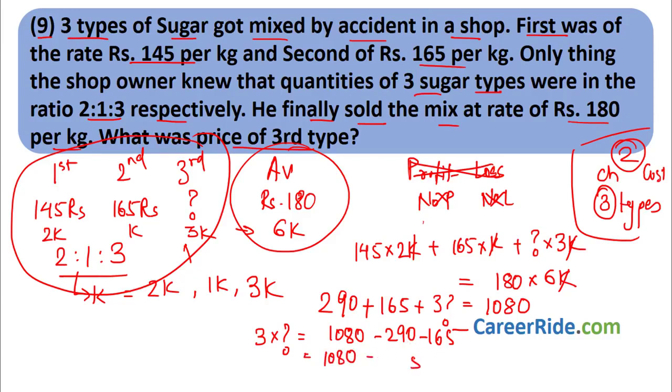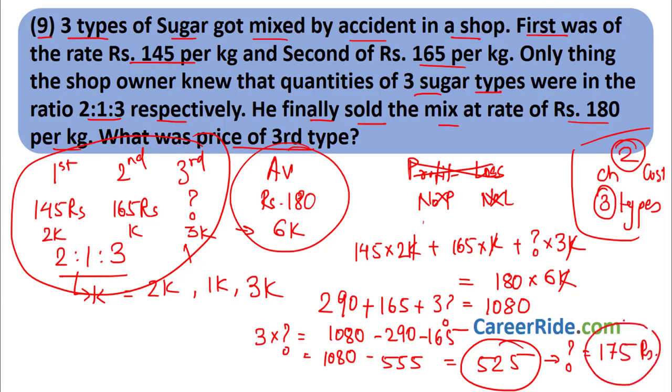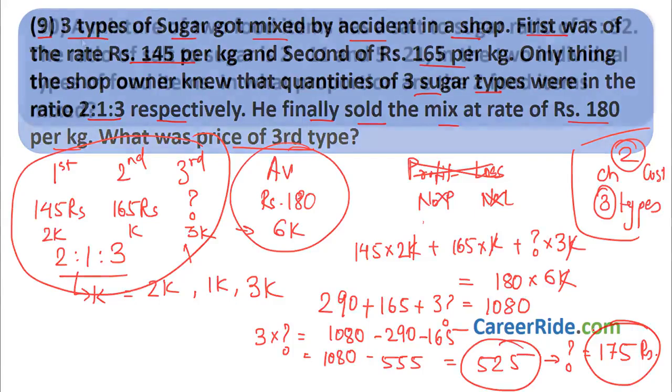Let's add this. We will get 455. That would be 1080 minus 455, which is 625... so let's solve. Question mark would be 525 by 3, which is 175 rupees, the rate of the third type. See how easily we got the answer using simple logic. Moving to the next question.